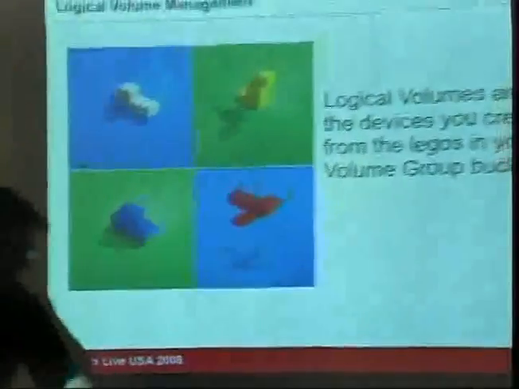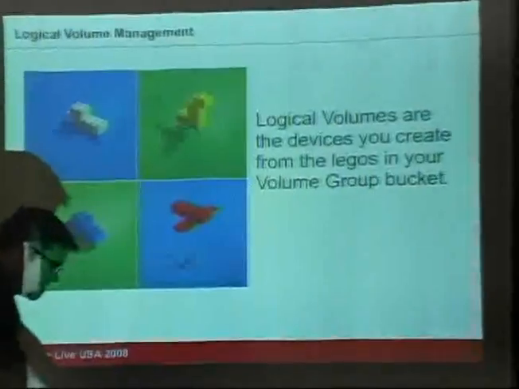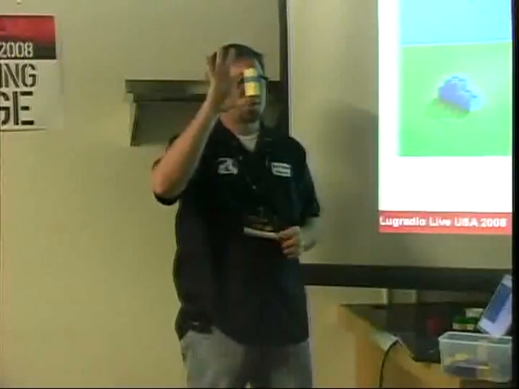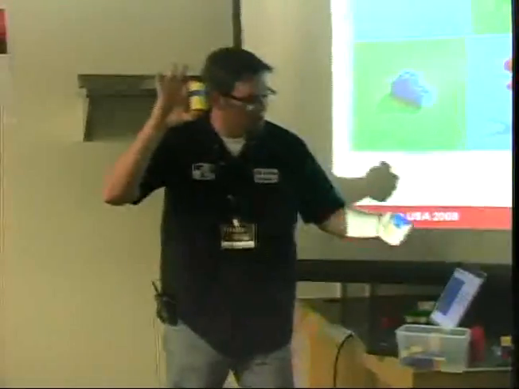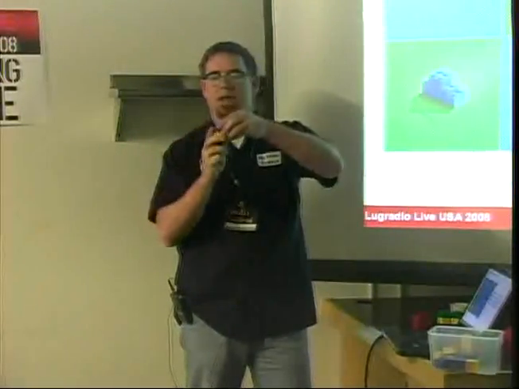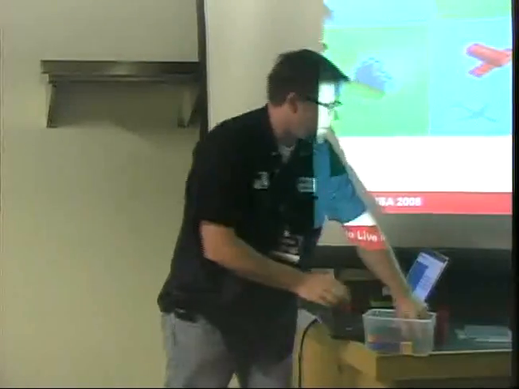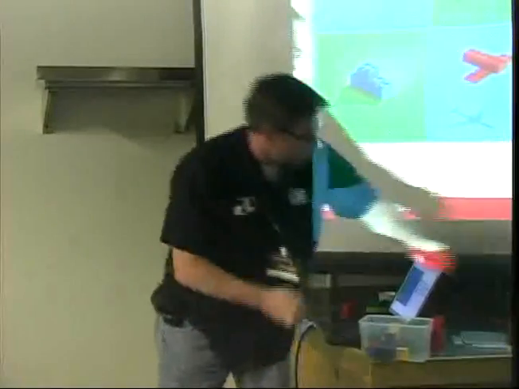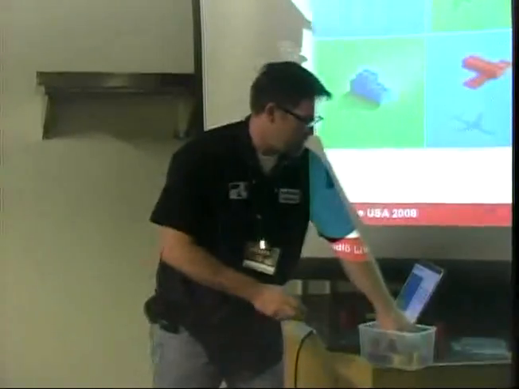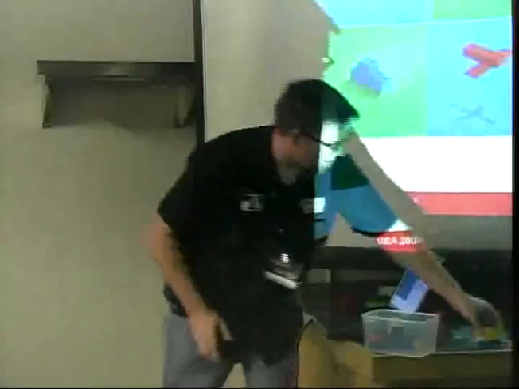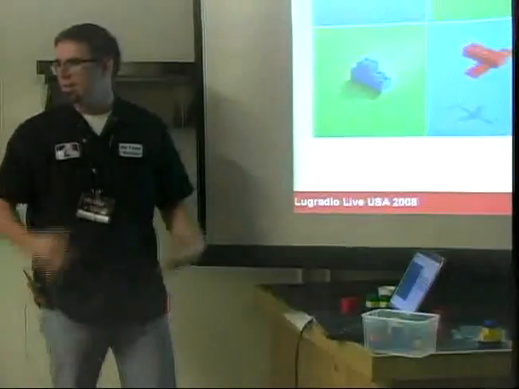Your logical volumes are the devices you make that I'm going to build the file system on. I got this whole bucket of Legos here, so I want to make it this big. Let's say these are already there, but I'm going to make this one a little smaller, and I need to make this one a little bigger. I like Legos. I got kids, so I play with them all the time.